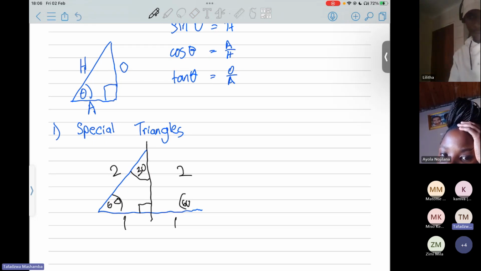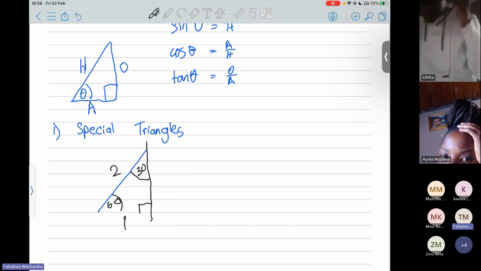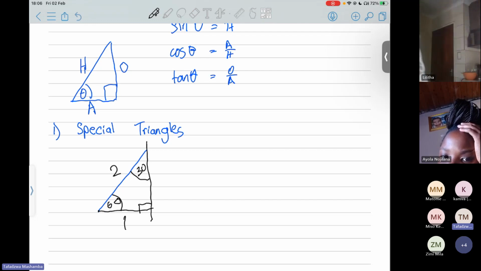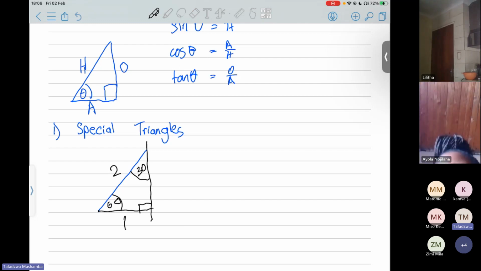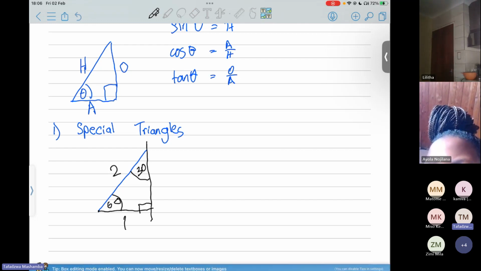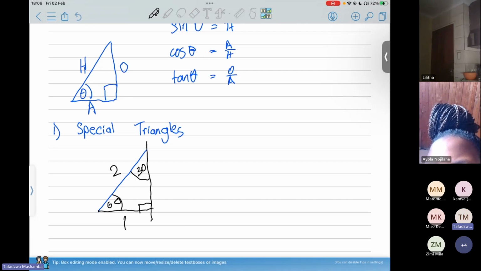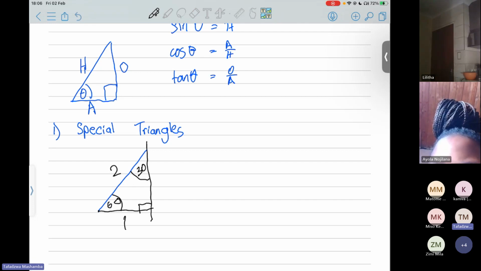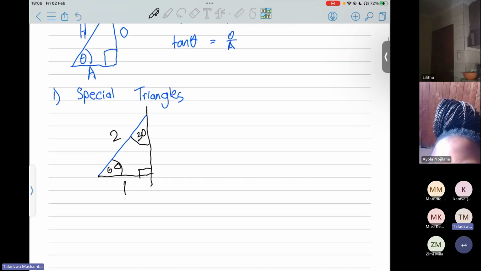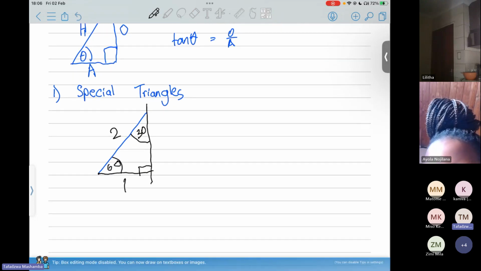So this is a 30, 60, 90, right? So this is a special triangle, and the reason why it's special is, if you guys can remember, that was just to show you guys where it comes from. But essentially, this is what you guys will be tasked to remember. So if you already have the hypotenuse and the adjacent, the only thing that's left to identify is the opposite side.